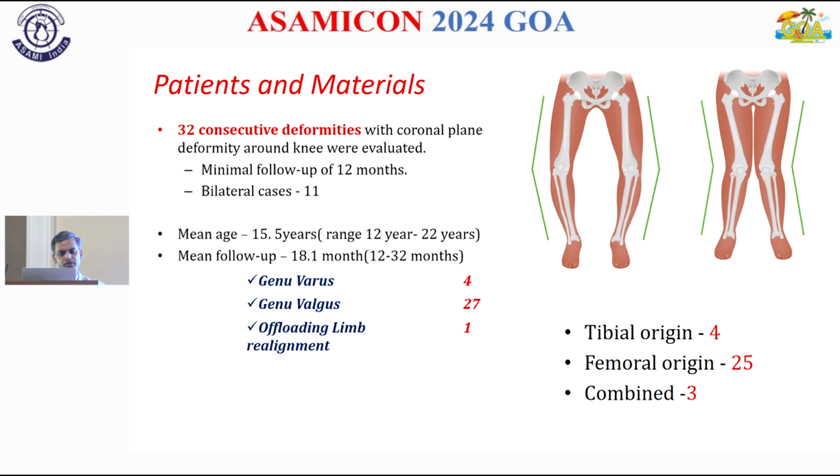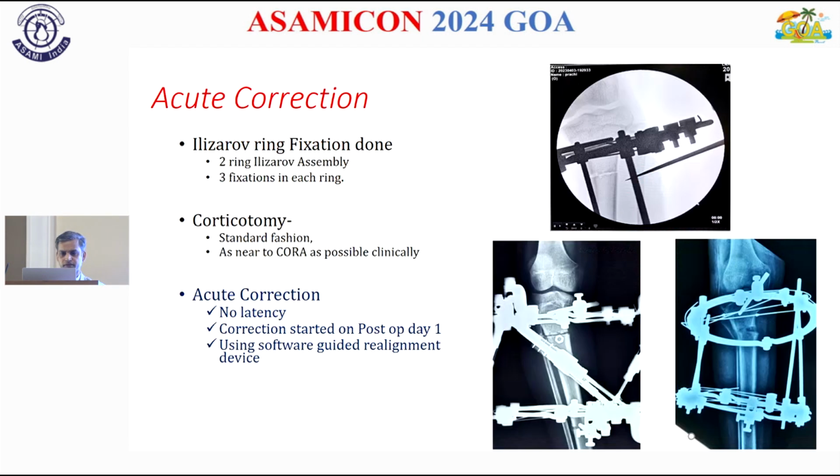The mean age of patients was 15.5 years, in a range of 12 years to 22 years. Genu varum were 4, genu valgus were 27, and there was some other offloading limb alignment osteotomy in 1 patient. Tibial deformity was present in 4 cases, femoral in 25, and combined in 3 cases. Acute correction was done using Ilizarov ring fixation and a software-guided realignment device, a hexapod, using a 2 ring assembly and 3 fixations, either pins or wires, in each ring.